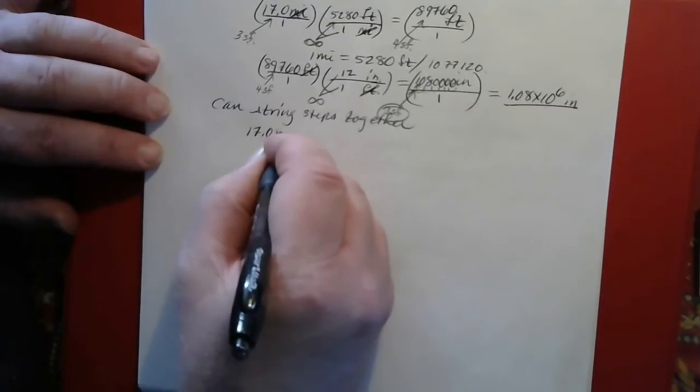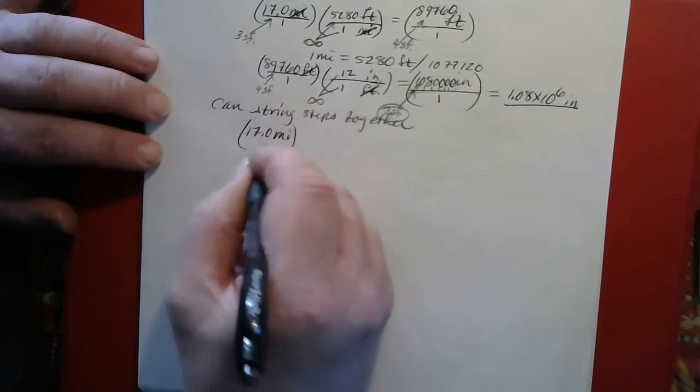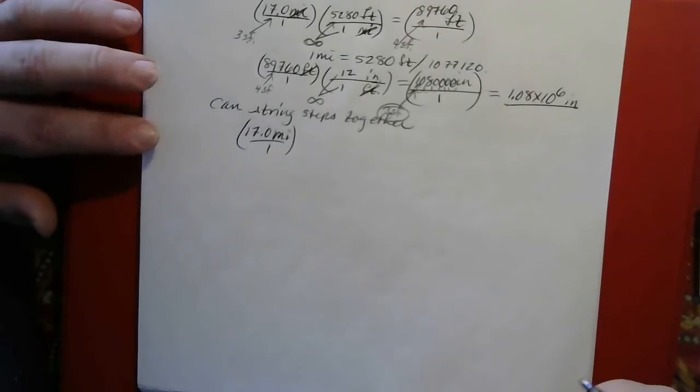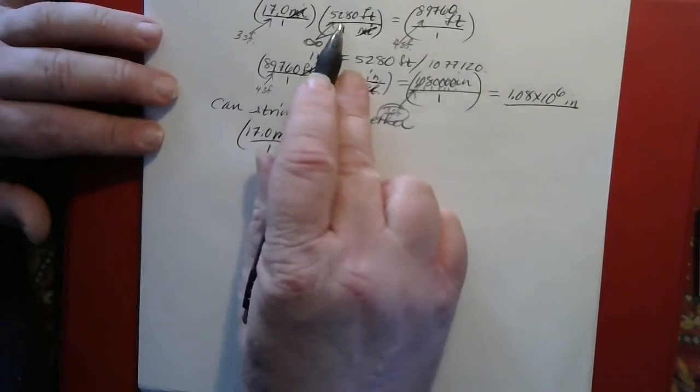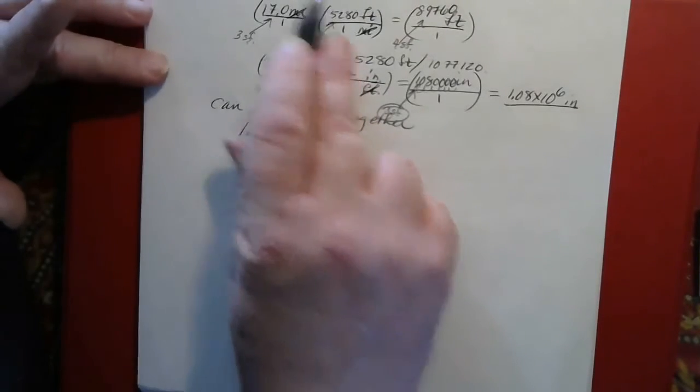17.0 miles. And again, we think of that as being over 1. And the first conversion factor brings us to feet, miles to feet.